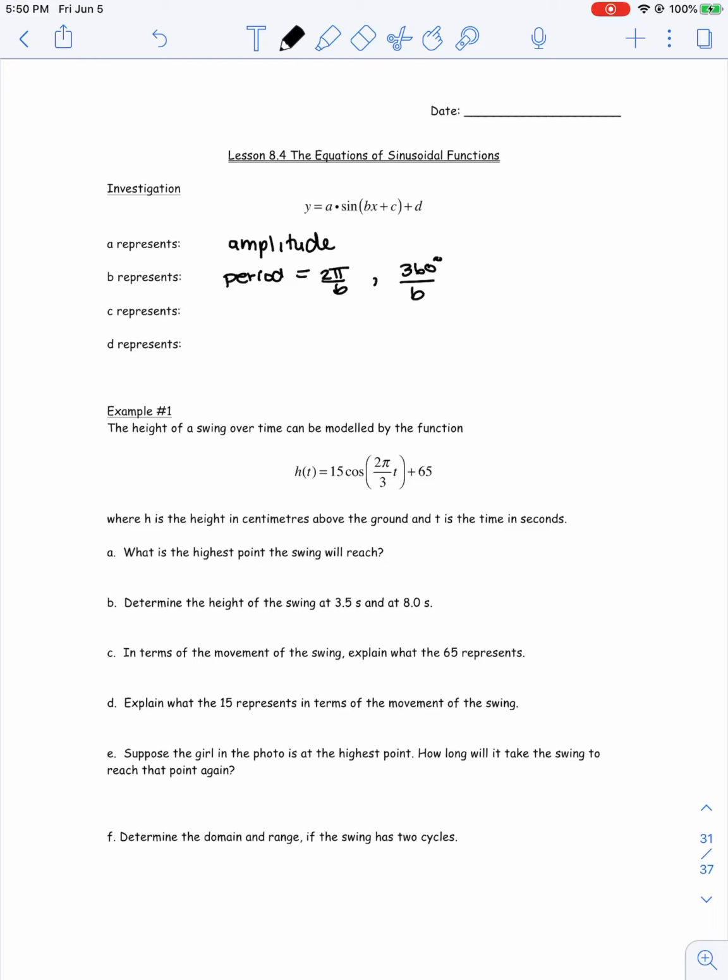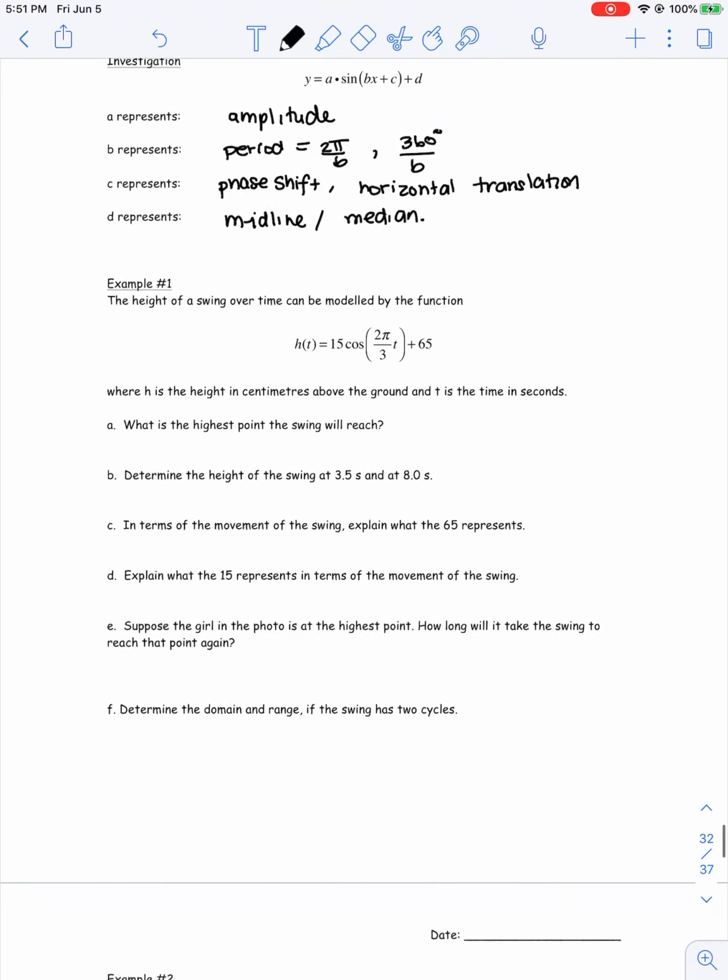C is the horizontal movement, left-right movement to get us to a certain point. So this is called a phase shift. We call this a horizontal translation as well. And D is our midline or our median. So that's our halfway point, the halfway distance between your maximum and your minimum point.